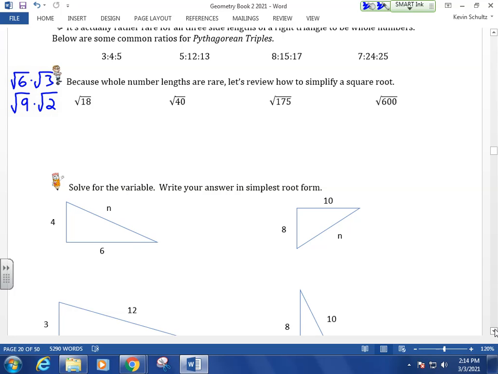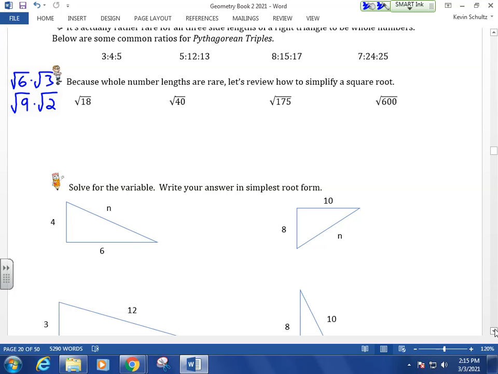You may not have known this, but if you multiply a factor pair of roots, you're going to equal the original value. So just like 6 times 3 is 18, root 6 times root 3 will equal root 18. Root 9 times root 2 will equal root 18. Okay? So those are the two factor pairs of root 18.